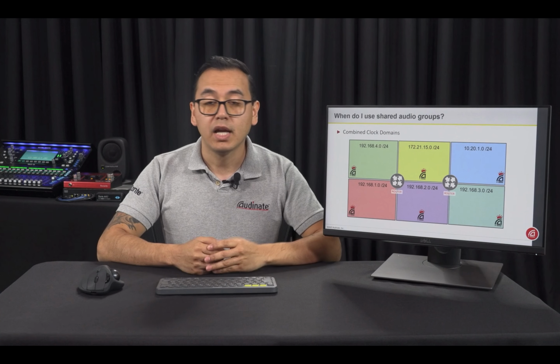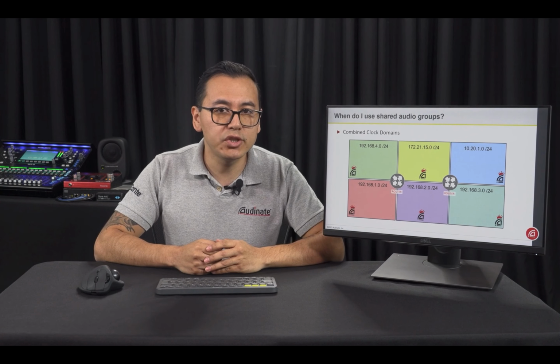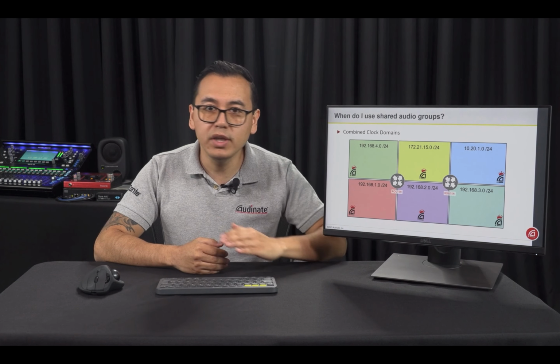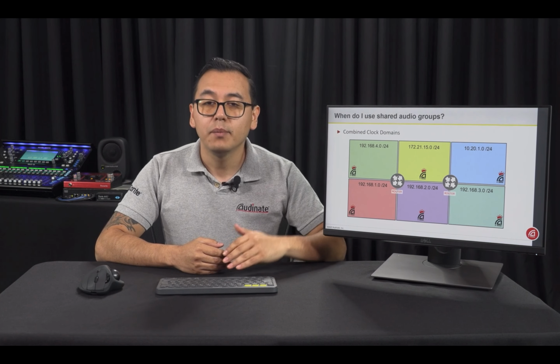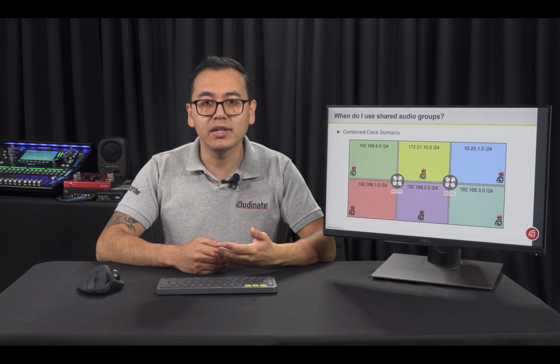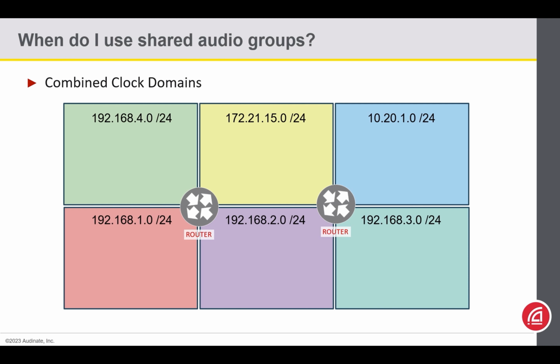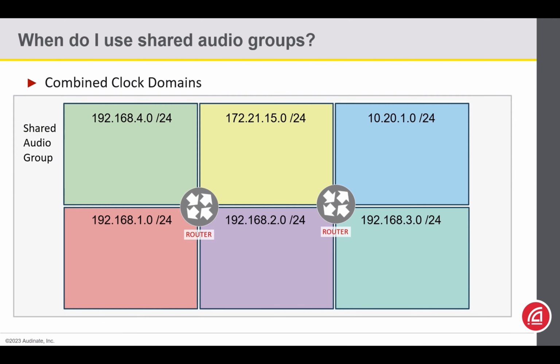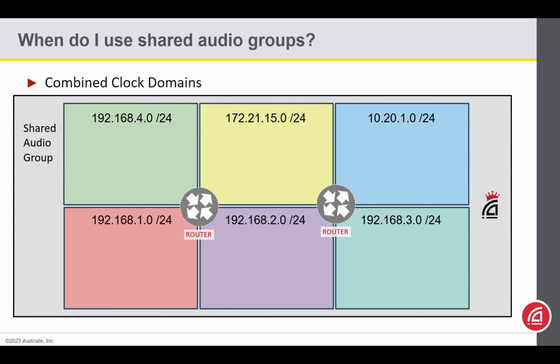However, there may be situations where your client will want to have different domains, have no need for sharing audio, but want to have a common clock leader for everything. Well, using shared audio groups allows you to accomplish this. I would just need to create a shared audio group with all of my domains being a member. And DDM gives you a lot of flexibility in configuring clocking. But don't worry, we are going to go in depth into clocking soon.